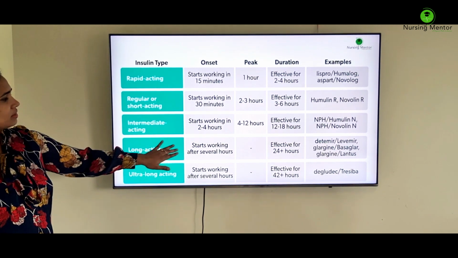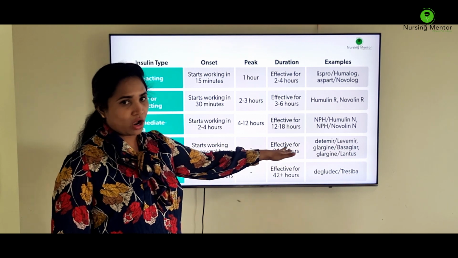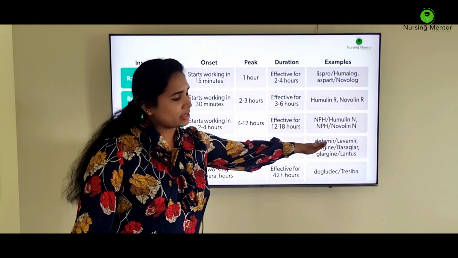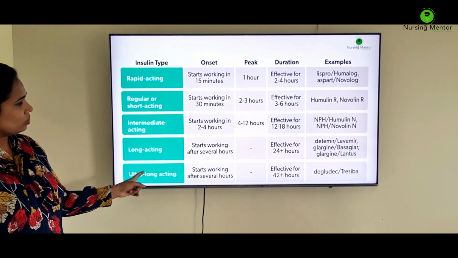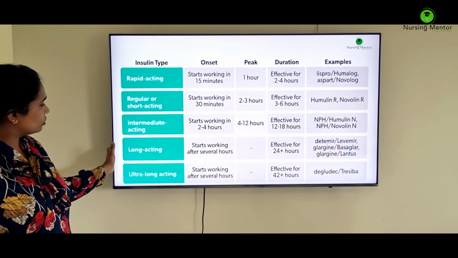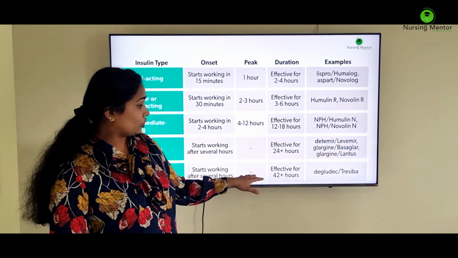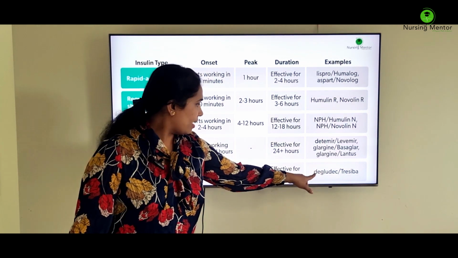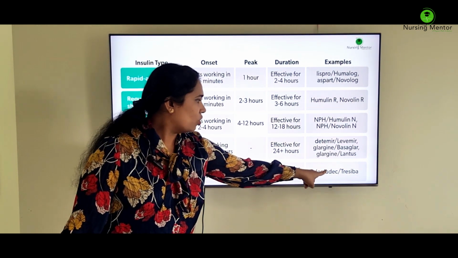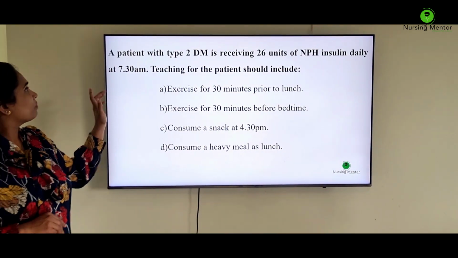Long-acting insulin starts working after several hours and it's effective for 24 hours or more. And the examples are as follows. The ultra long acting, which is also similar to the long acting, starts working after several hours and it's effective for more than 42 hours. And the examples are Degludec or Tresiba. Let's come back to the question.